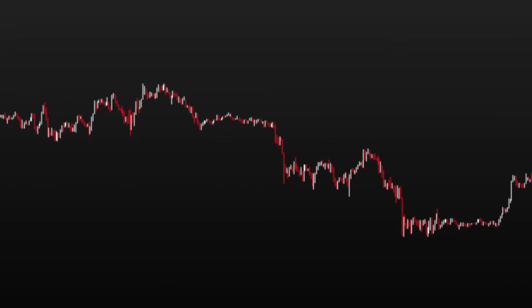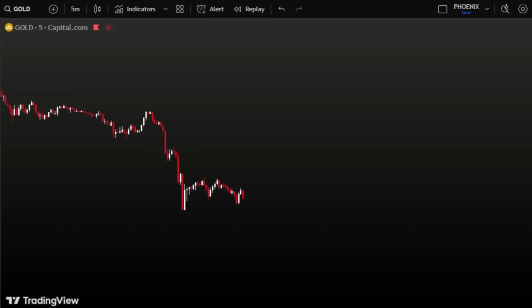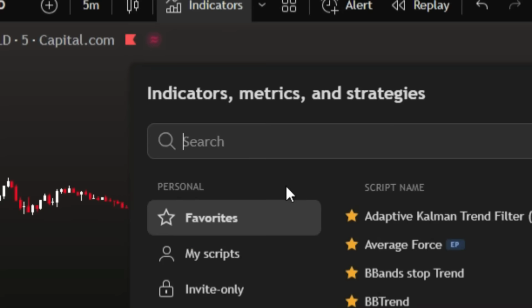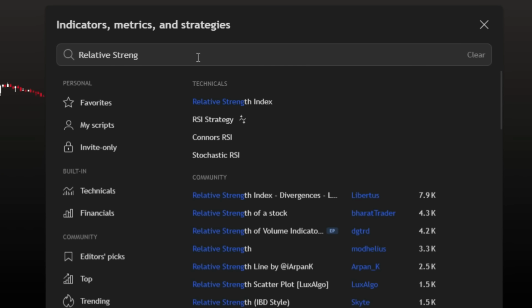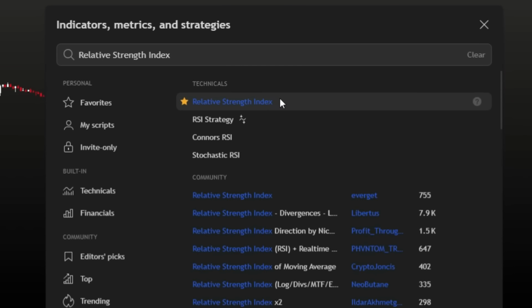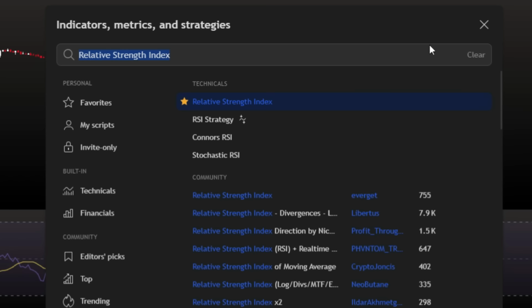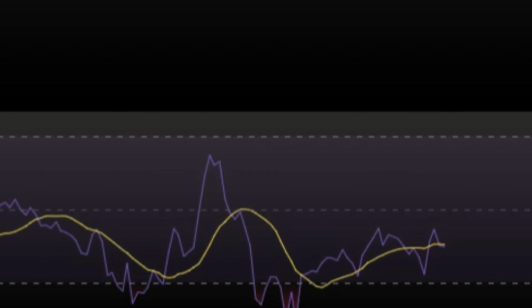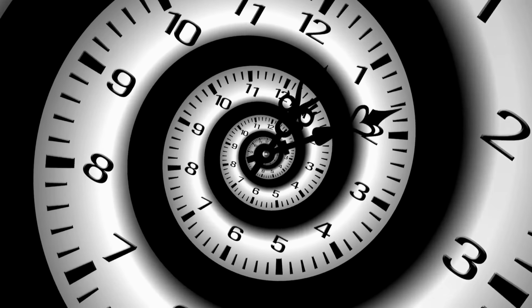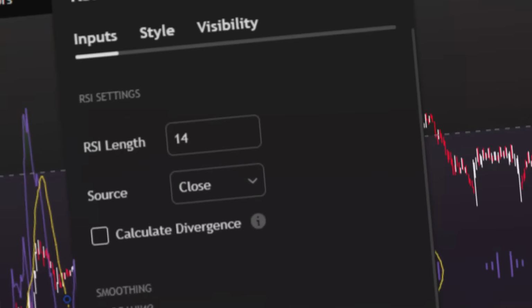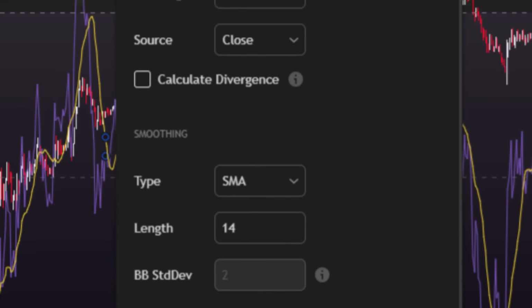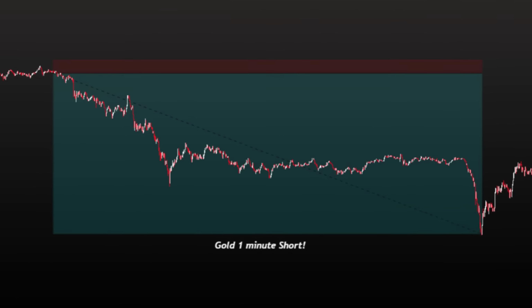The very first thing you need to do is just go to the Indicators tab on your TradingView and type in Relative Strength Index. Once you click on it, it will appear right below your chart in a default form. Now the time has come to bring those unique settings to make our RSI super accurate and provide high probability reversal signals.